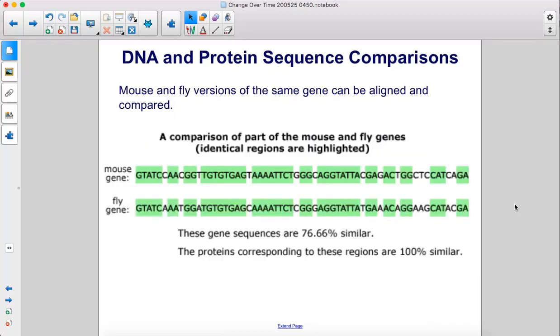Mouse and fly versions of the same gene can be aligned and compared. Here's a comparison of part of the mouse and fly genes. These gene sequences are 76.66% similar. The proteins corresponding to these regions are 100% similar.